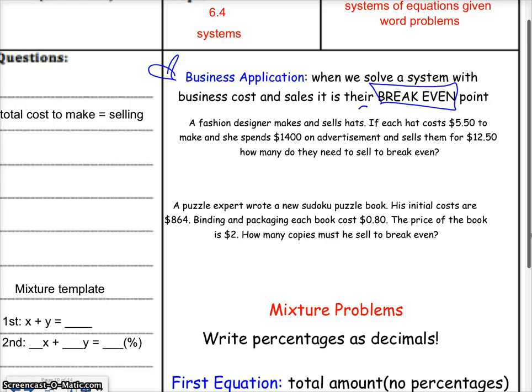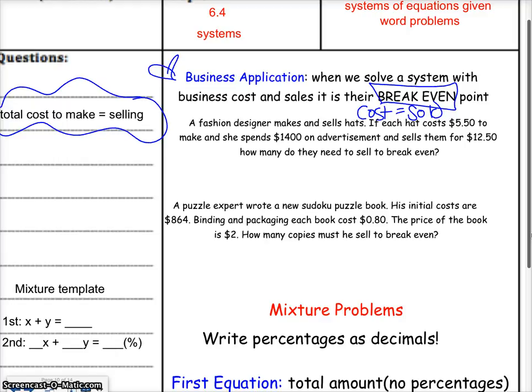That means when their cost is equal to how much they sold. Their cost to make stuff is equal to how much they sold. So there's two equal equations. It's not really a system. It's kind of a system, but we don't set it up the way a system is. We set it up like this: total cost to make equals how much they sell. Like one main equation with variables on both sides.